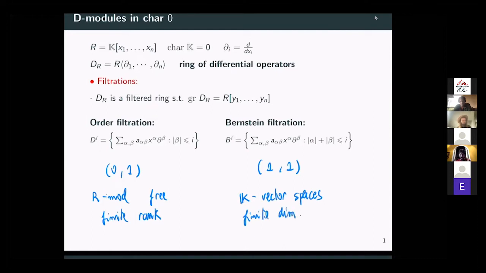Okay, so the Bernstein filtration is exclusive to the polynomial ring. The order filtration you can use for the formal power series ring, but the Bernstein filtration has some nice properties that we will see later on, in the sense that some of the proofs of the main results, when we use the Bernstein filtration, are simpler. So we forget about the order filtration and we focus on the Bernstein filtration. And this is the point of view of Coutinho's book.